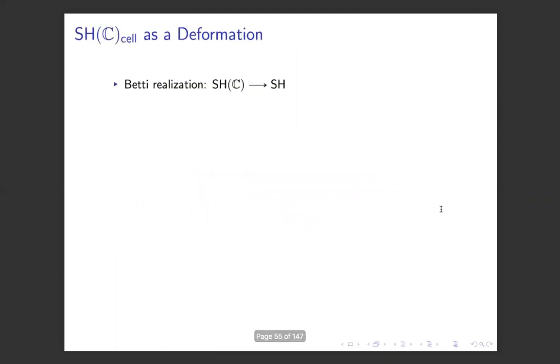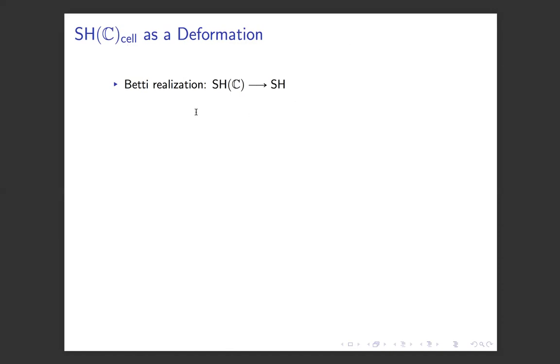Okay, so now let me explain how the motivic world helps with the classical computation and results in a large range computation over C. Okay, so the upshot is that we can view the cellular motivic stable homotopy category over C as a deformation using the parameter called tau.